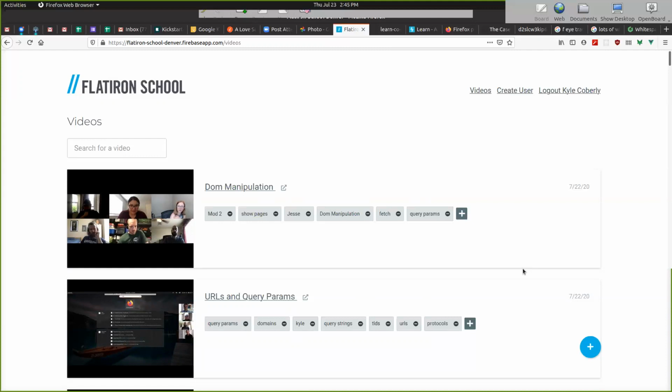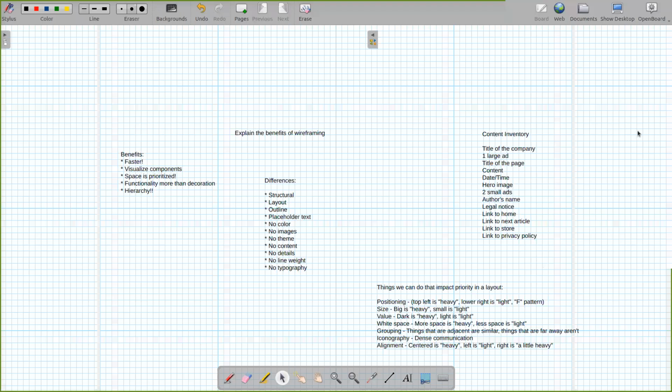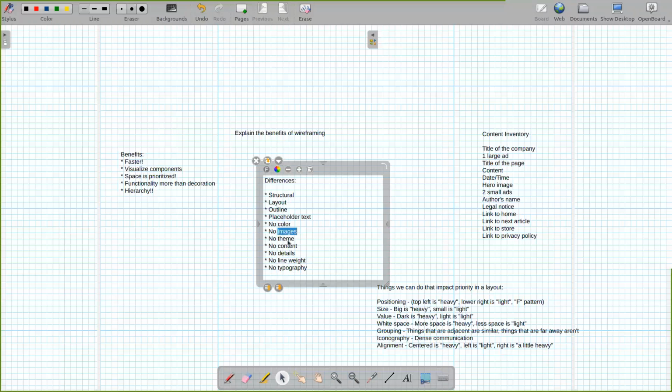So I'll go from what needs to be on this page. So I'll make a content inventory. Then I'll prioritize it. Then I'll do the wireframe. Then I'll try to CSSify my wireframe. And then I bring in color, images, theme, content, details, different line weights, typography, that kind of stuff. But it's not for the app, it's for the feature. It's for, wait for it, a thin vertical slice.